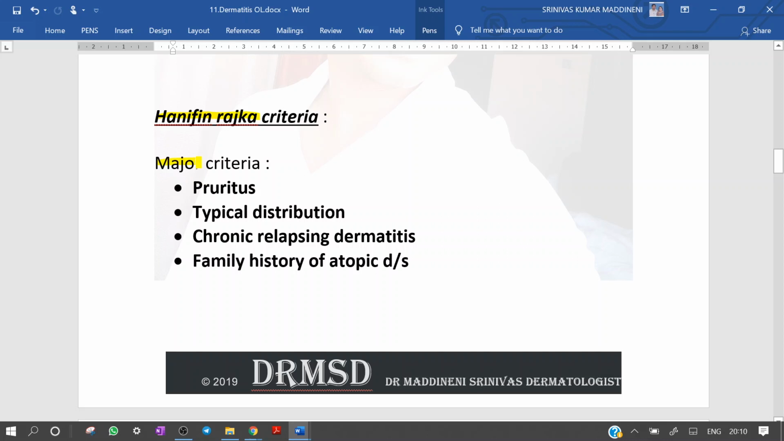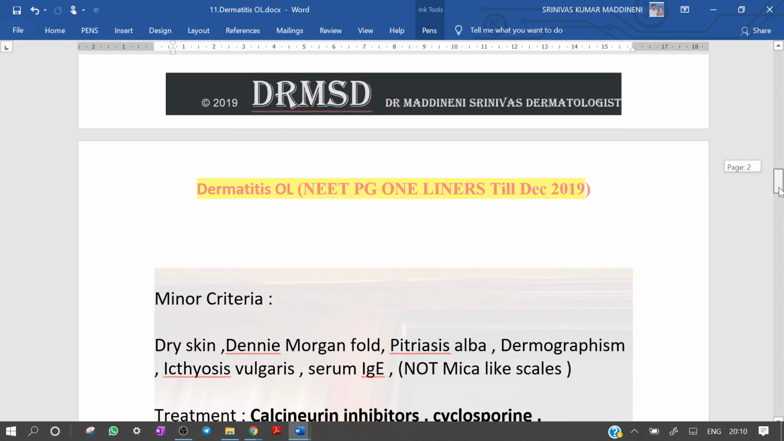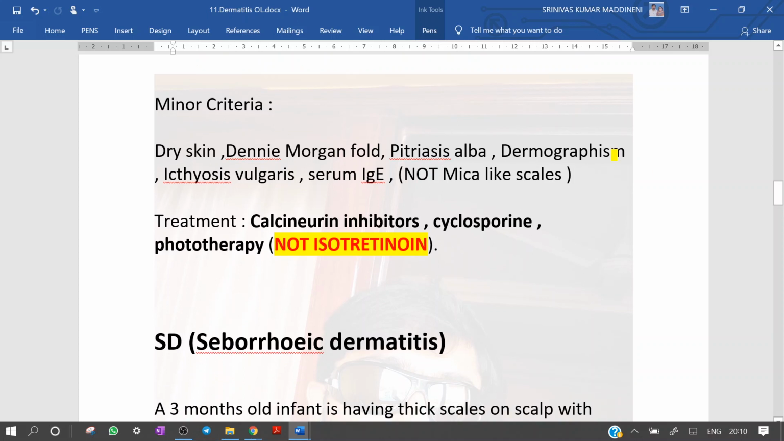The major criteria include pruritus, the distribution pattern, chronic relapsing type of dermatitis, and the family history, as I mentioned in the previous case scenario, like bronchial asthma present in the mother. And certain other minor criteria are also present. Dry skin or xerosis, Denny Morgan fold, Pityriasis alba. Pityriasis alba we have discussed in detail in another video. I will put the link for the same in the iCard above.